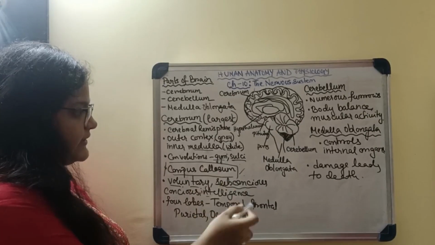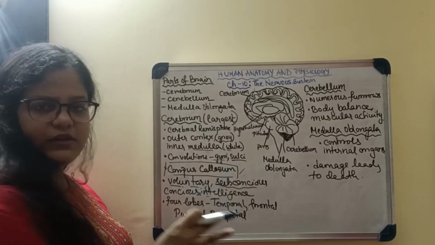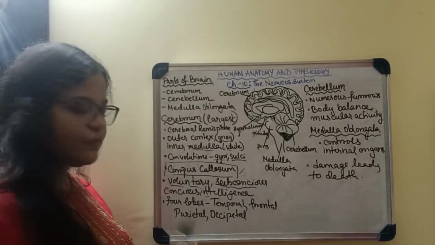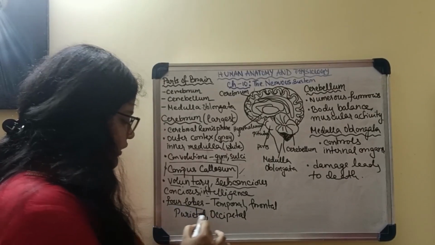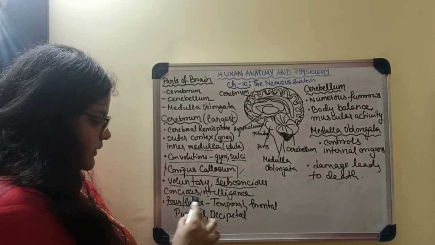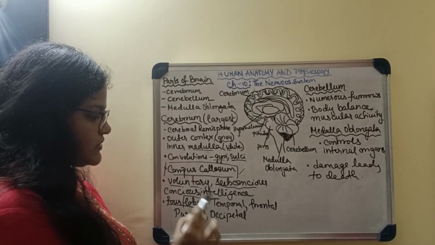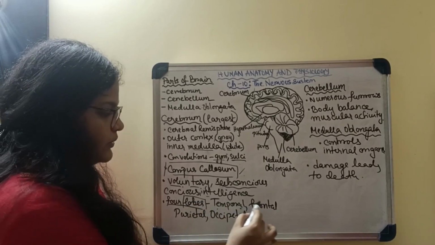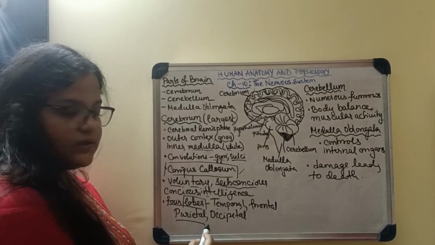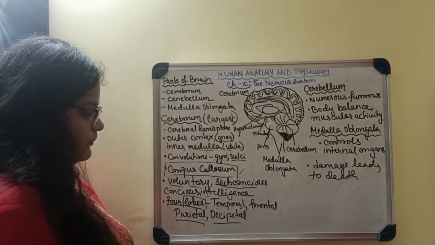Okay. Now, the cerebrum is divided into four regions. Okay, cerebrum is divided into four regions, or we can call it the lobes. Okay. Now, what are these four lobes? It is the temporal lobe, the frontal lobe, the parietal lobe, and the occipital lobe.